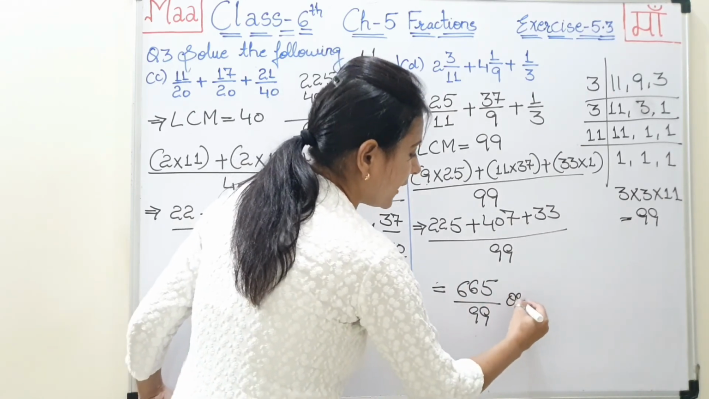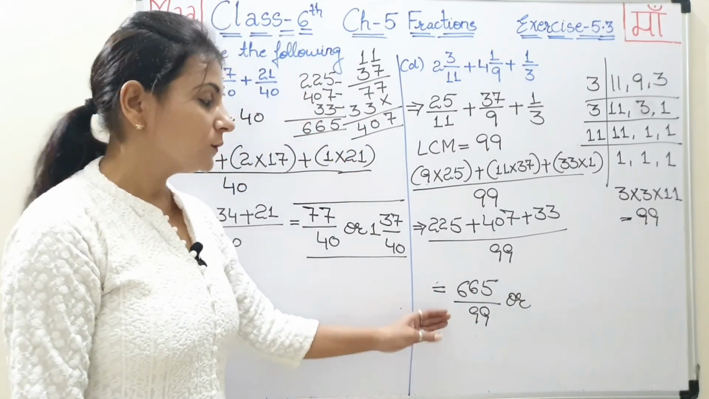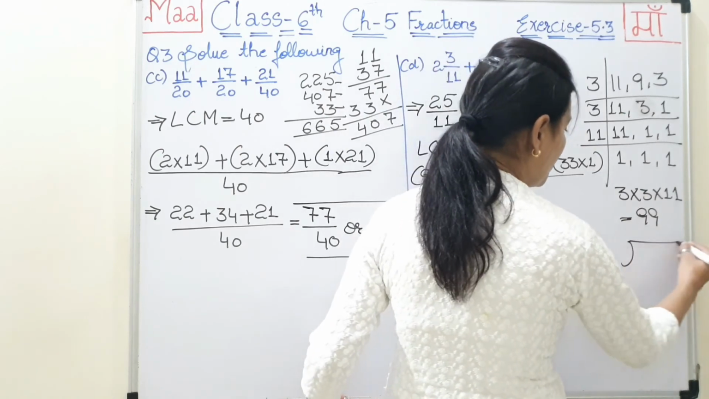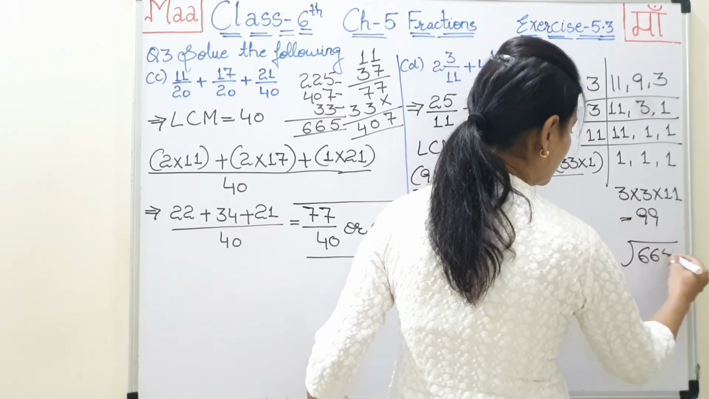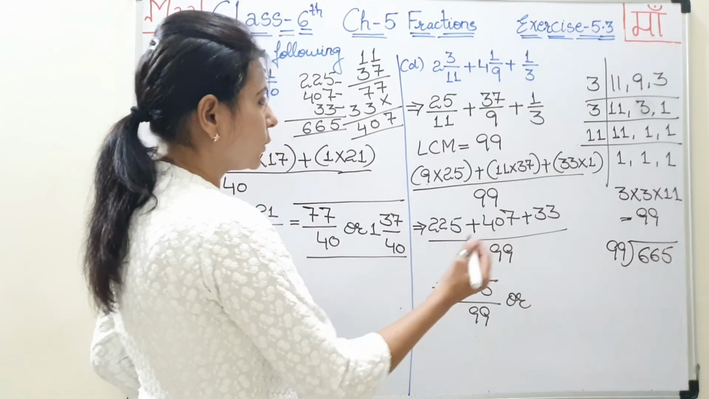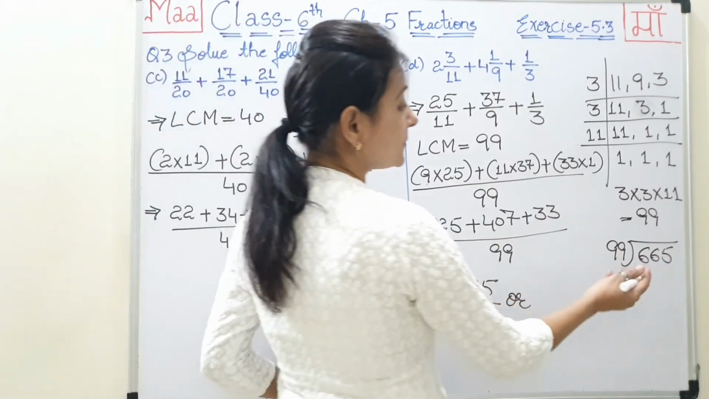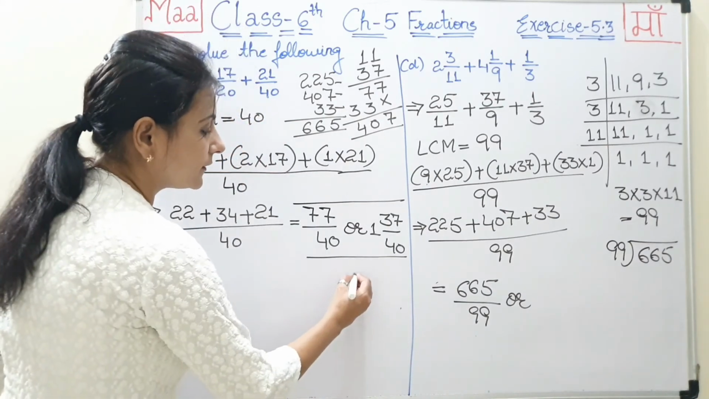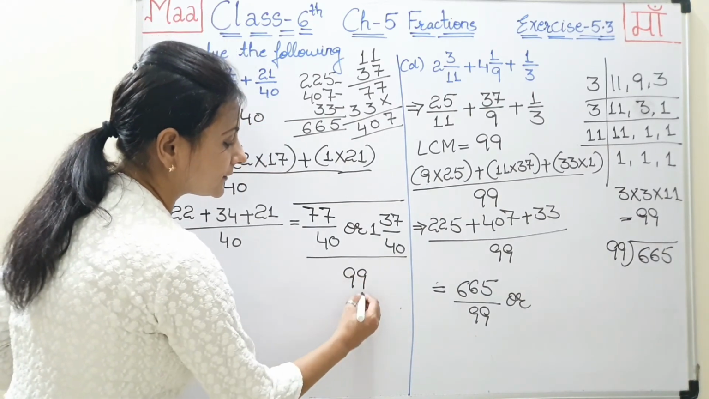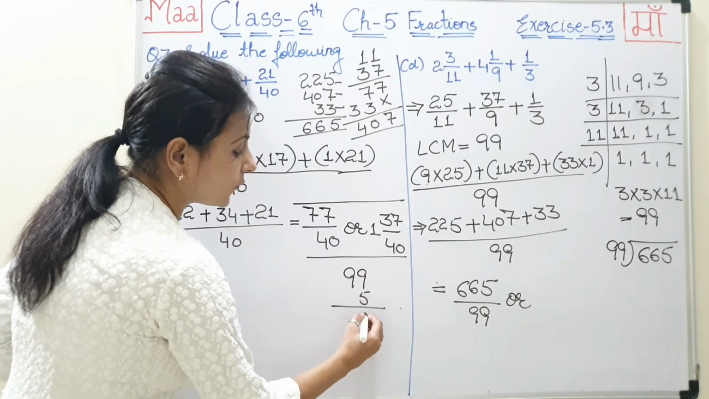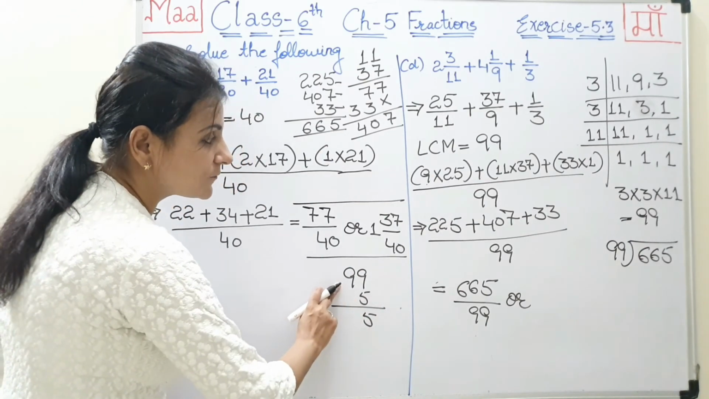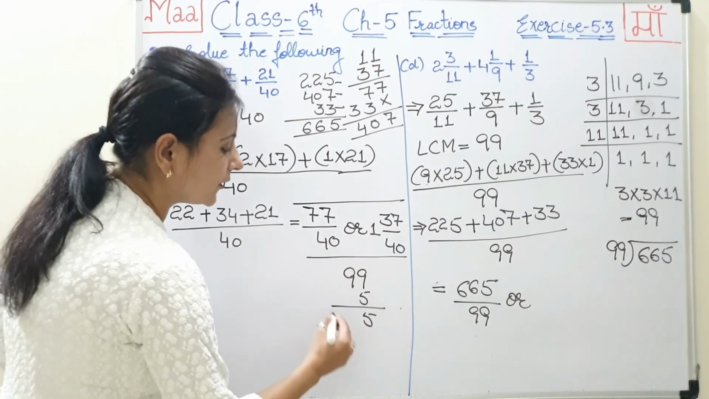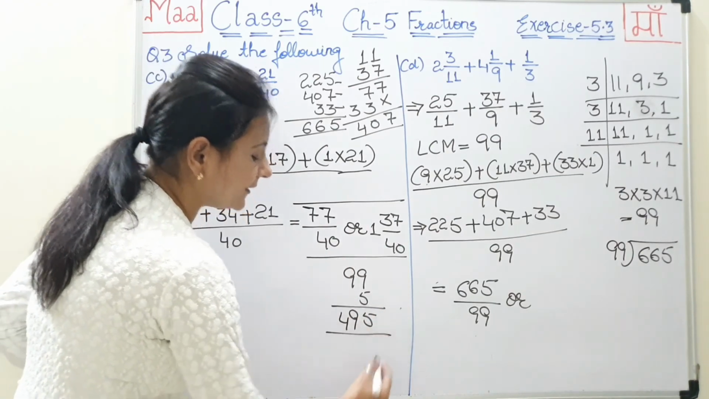Okay. Now we have to convert it into mixed fraction. So for converting it into mixed fraction, we will divide 665 by 99. So in the table of 99 we need the nearest value to 665, so what do we do, we multiply 99 by 5 and see. 5 9s is 45, 5 9s is 45 plus 4 is equals to 49. So this comes to 495.